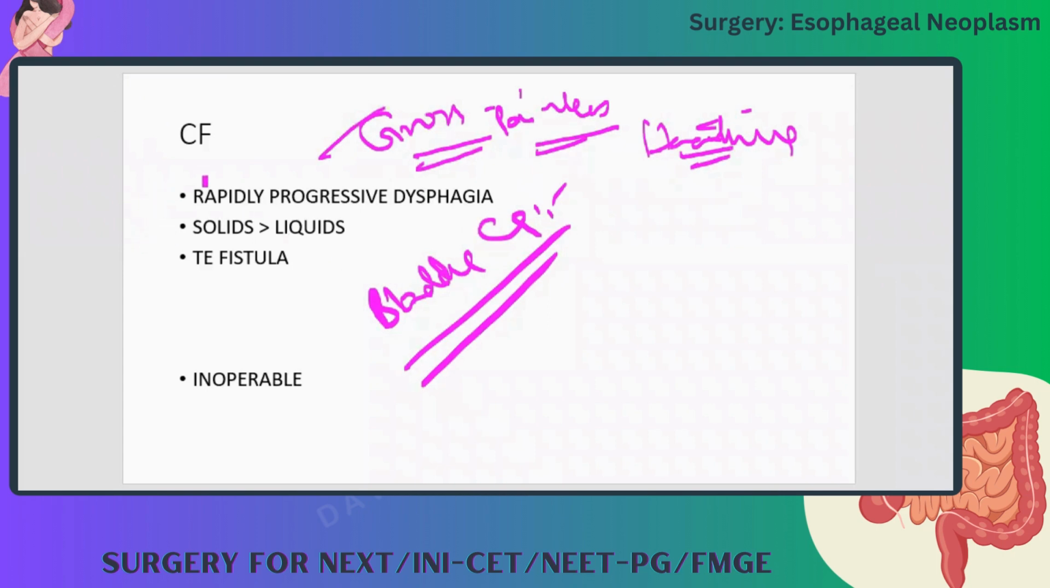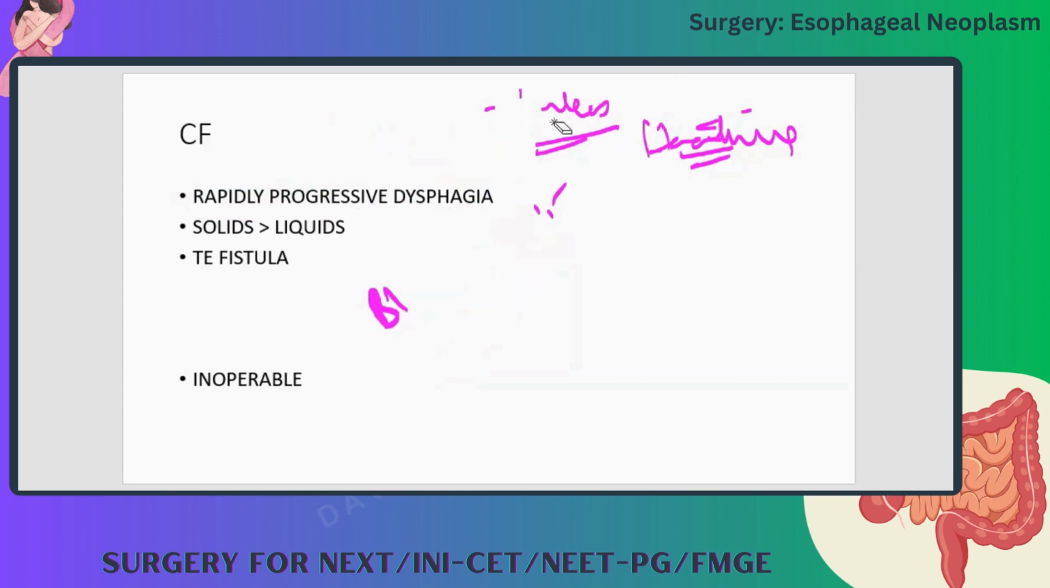In the same way, for esophageal cancer, it is dysphagia. Obviously, the patient cannot take solid food. Dysphagia, and it is rapidly progressive. If the question gives a 60-year-old male who comes to you with rapidly progressive dysphagia, then your answer should be carcinoma esophagus. Yes, no?